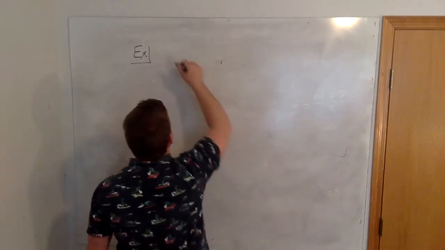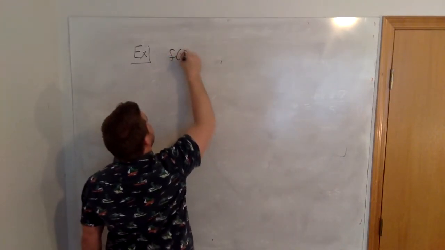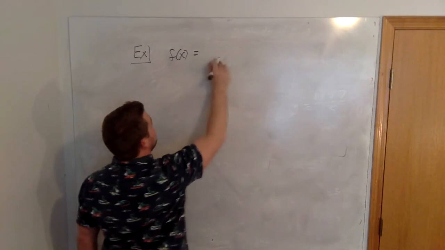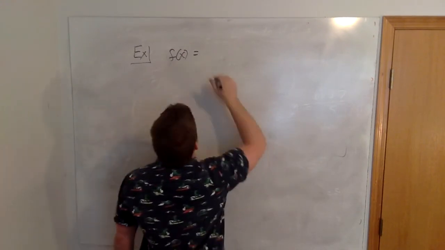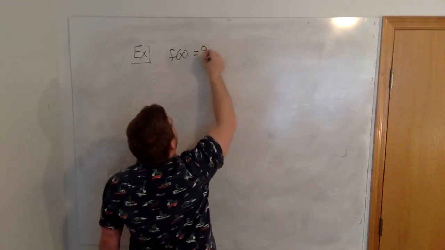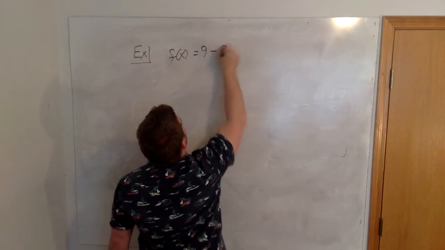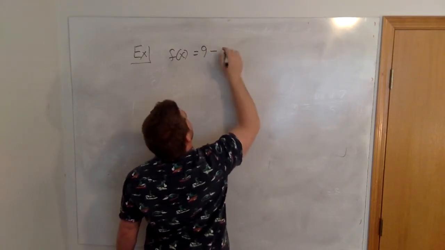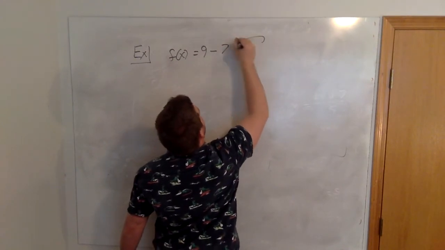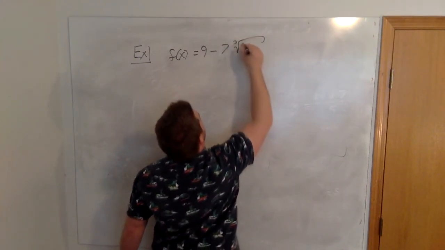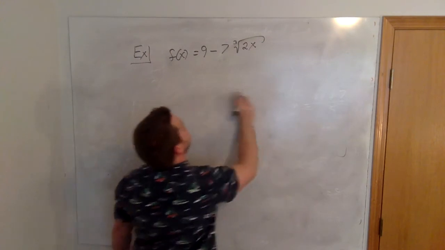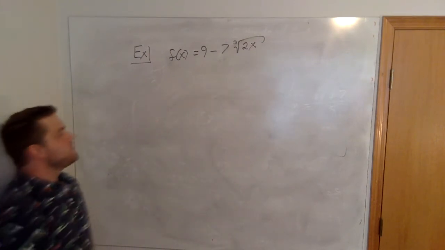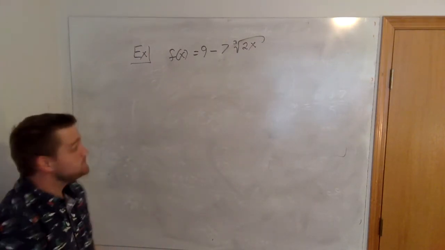Let's say we have the function f of x, and let's say it's equal to, how about 9 minus 7 times the cubed root of 2x. Go ahead and give this a shot. Try to find the inverse of this function here.